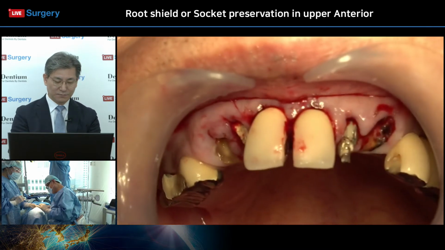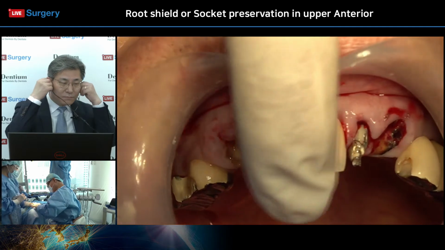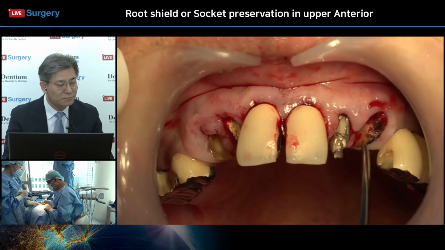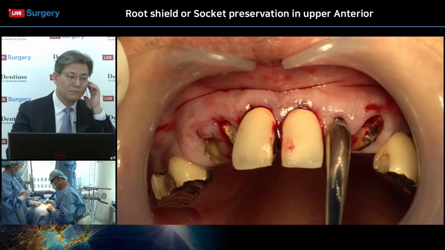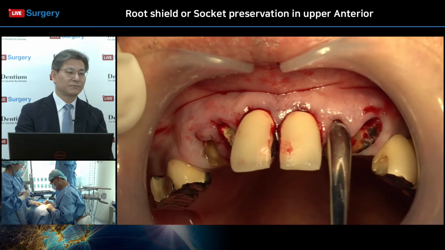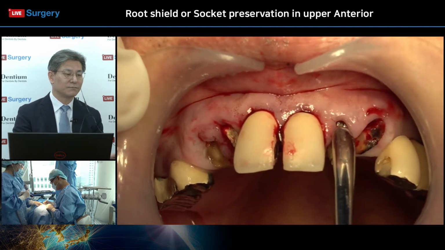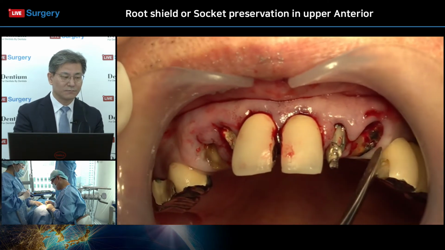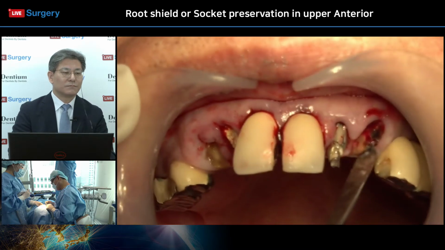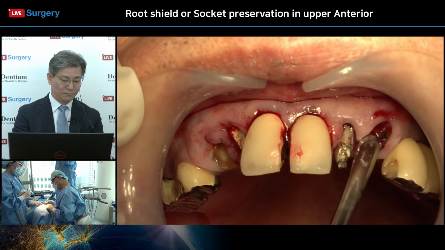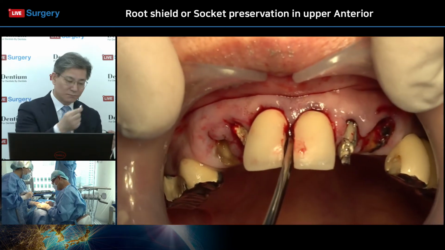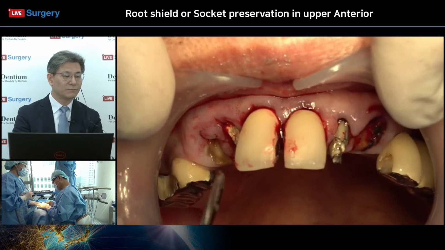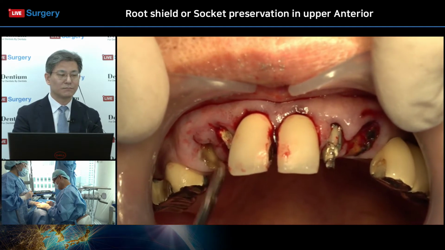Welcome to today's live surgery. Today I will place 4 implants after extraction of the 2 central incisors and also the 2 lateral incisors, and I will try to retain the remnant of the root tips, especially on the labial side, to preserve the extraction site, and also in the canine areas, using the root shield technique together with the implantation and bone graft. At first, I will extract the 2 anteriors for easy manipulation of the surgical burs during the cutting of the root remnant.